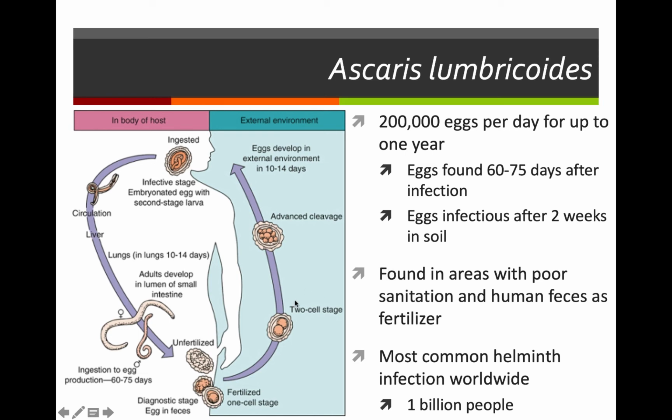This is found in areas with poor sanitation and any areas that may use human feces as a fertilizer. Sometimes this is called night soil. This is not terribly common in areas of the world with access to regular fertilizer, but in other parts of the world, it is possible to see human feces being used as fertilizer. This is the most common helminth infection worldwide, estimated to infect or affect approximately 1 billion people.